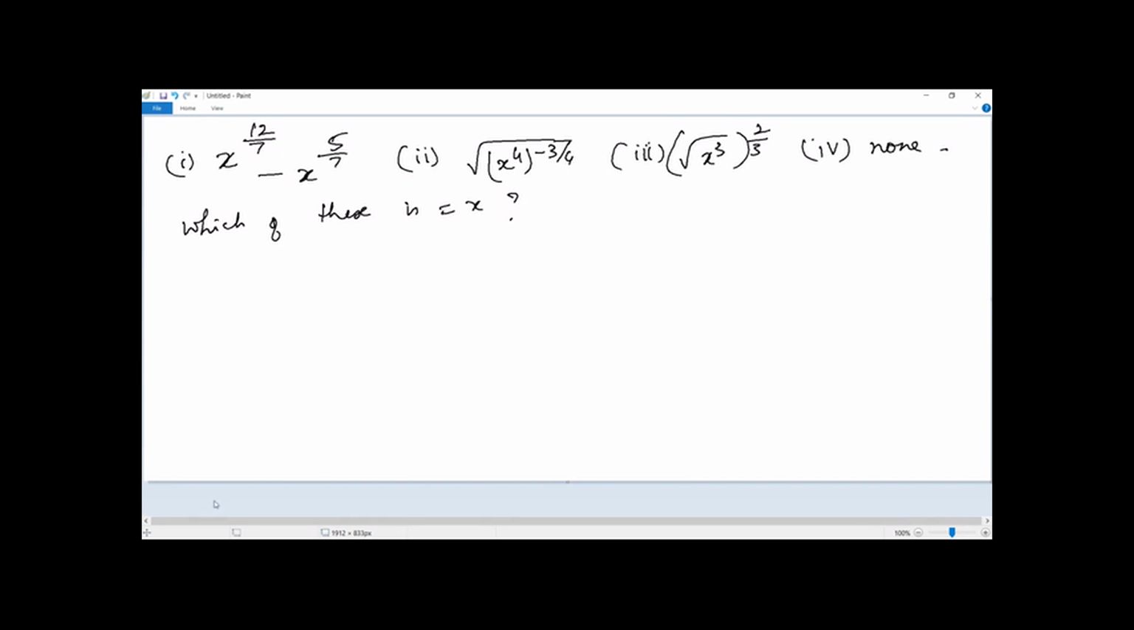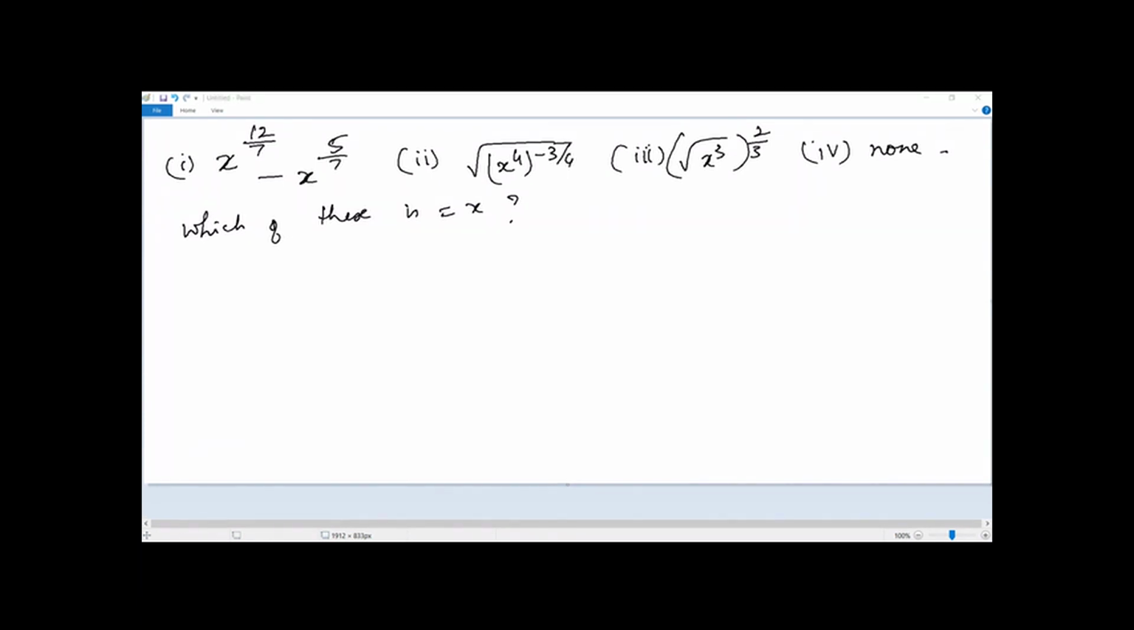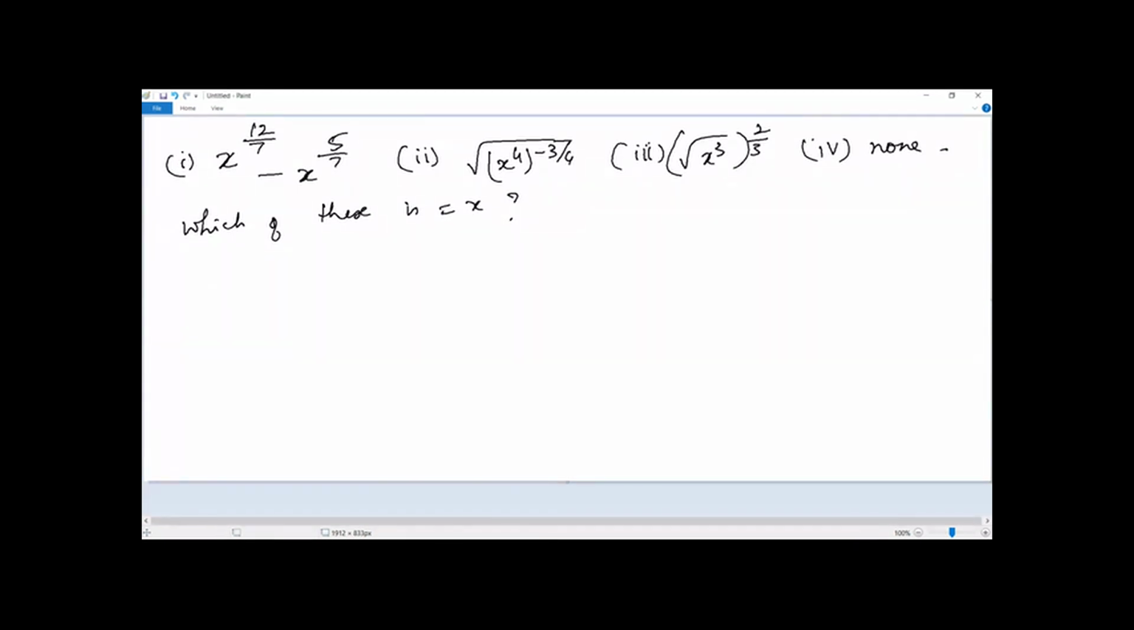Who's answering? Mahantesh has written third option, ma'am. Third option. Third option is x to the power 3 to the power 1 by 2 to the power 2 by 3. So x to the power 3 by 2 into 2 by 3. Correct. Next question.